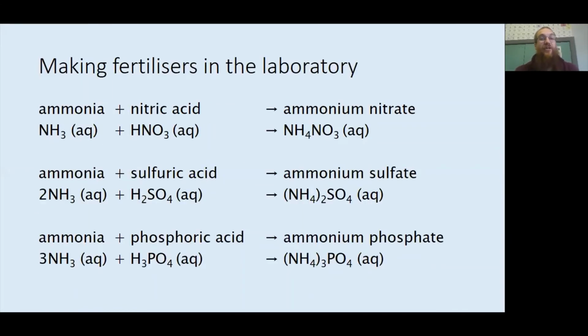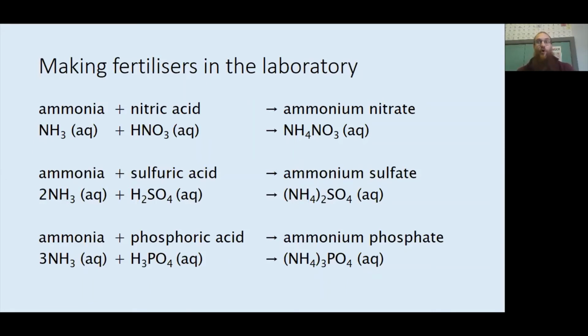To make these fertilizers in the laboratory, you'll use a neutralization reaction. So the basic ammonia is reacted with an acid to form the ammonium salt. You can see the reactions for each one here, both the word and the balanced symbol equations. To actually do these, you'll need to do a titration to work out the amount of acid to add to completely neutralize the ammonia. And once you know that amount, you can then repeat the titration without the indicator to make the salt. You will then be able to evaporate off the water to collect the pure salt.